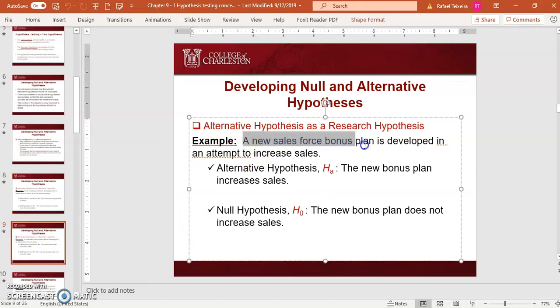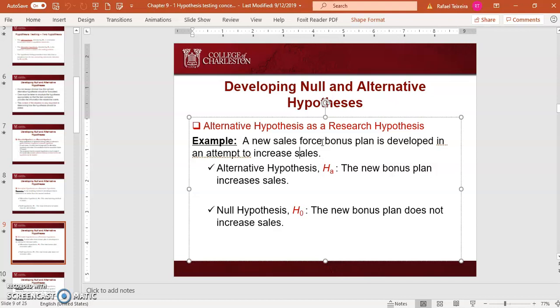A new salesforce bonus plan is developed in an attempt to increase sales. Again, another fair problem, very common in companies. And we have two situations. The first situation is that we have a current bonus plan. And because we have a current bonus plan, we believe that this bonus plan is the best thing to do. Otherwise, it wouldn't be the current bonus plan, right? So when I say that, I want you to understand what the status quo is for the problem, for the context. In this case, it is that we have a bonus plan.